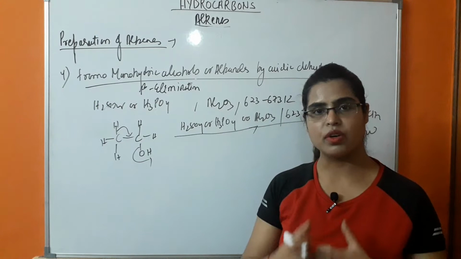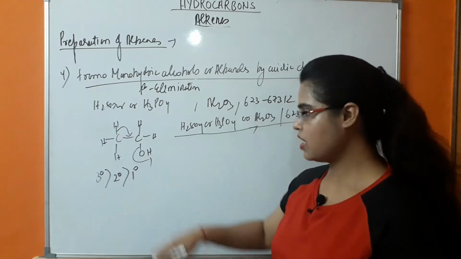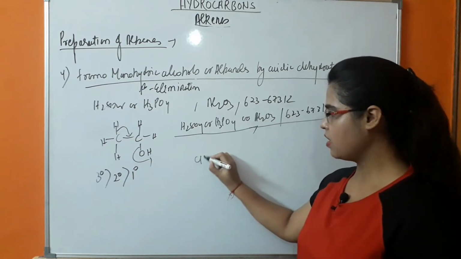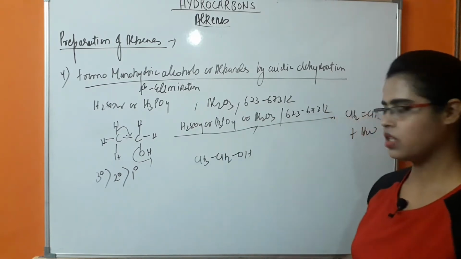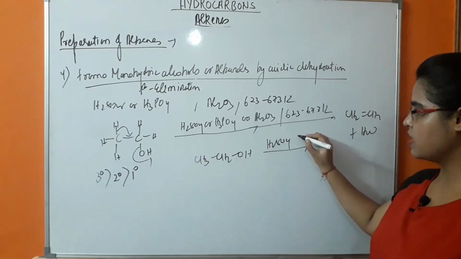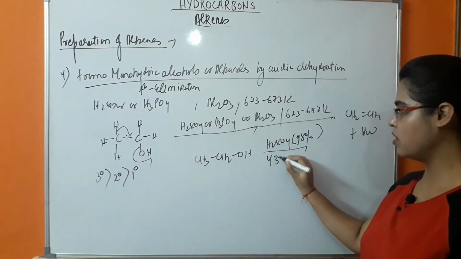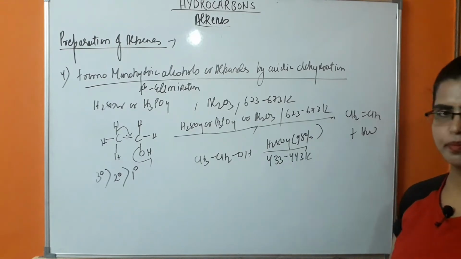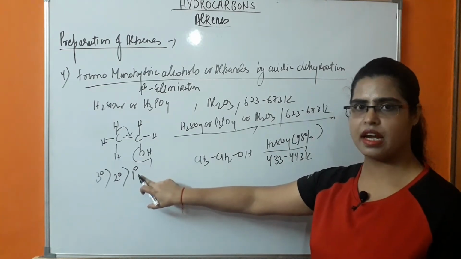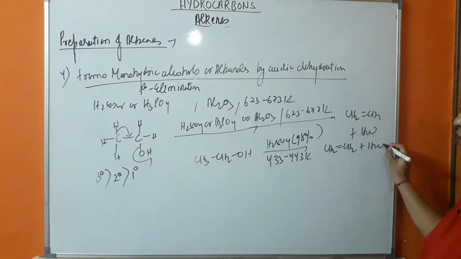Reactivity order of alcohol towards dehydration is 3 degree, 2 degree and 1 degree. It means the most reactive will be 3 degree. So if we take CH3CH2OH and use mineral acid H2SO4, then this acid is concentrated to 95% and the temperature of the reaction is 433 to 443 Kelvin. It means this acid is highly concentrated because the reactivity of 1 degree alcohol is less, due to which there will be formation of CH2 double bond CH2 and H2O.